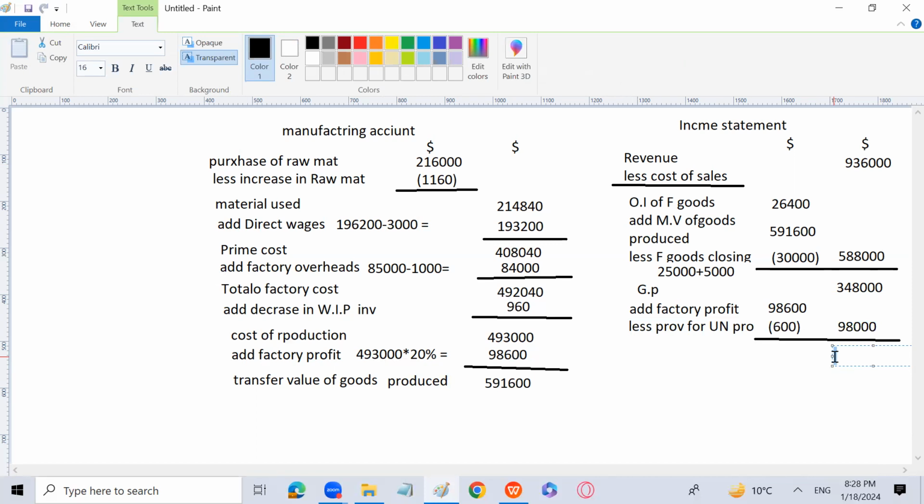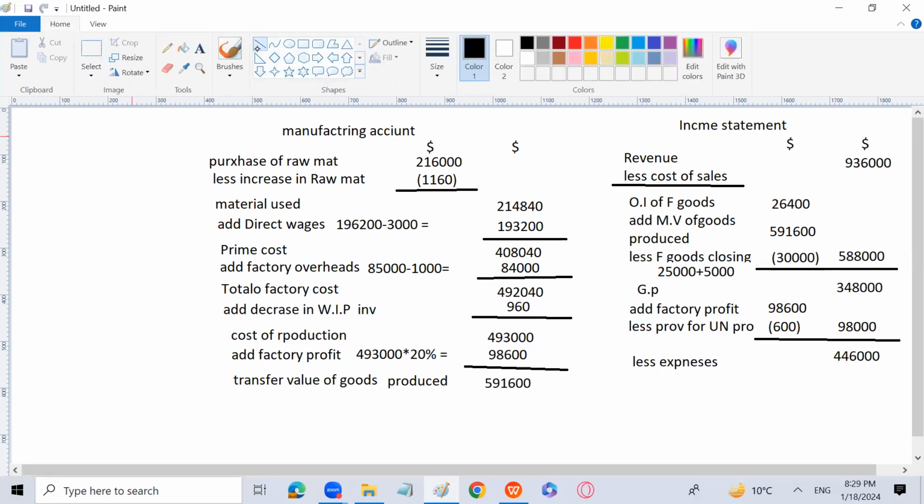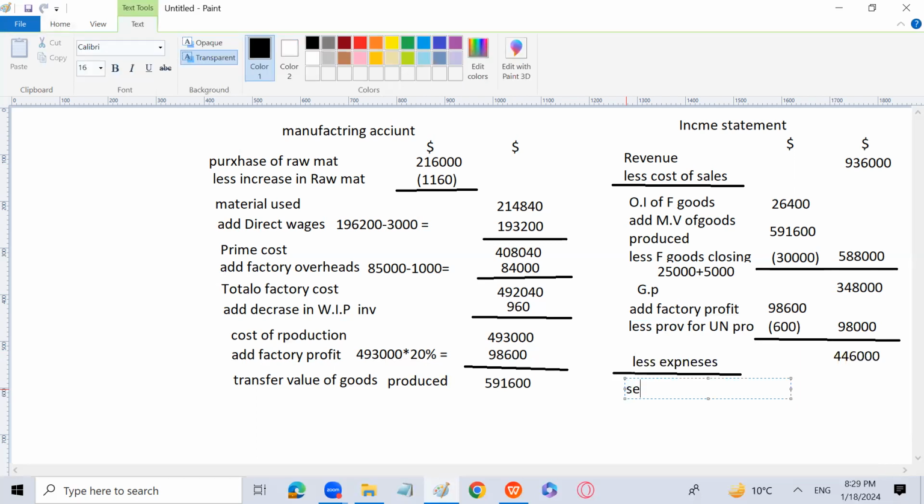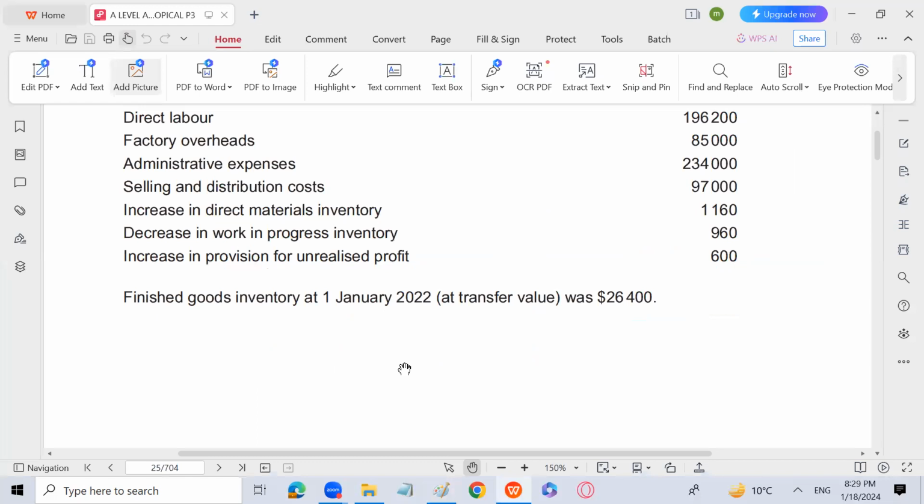So kindly add 348,000 plus 98,000. That is 446,000. And then I will subtract expenses from this to find the profit for the year. Spelling has gone wrong for expenses, no matter. I will write first here selling and distribution, and then admin expenses. And then there will be interest expense also. We'll discuss this later on.